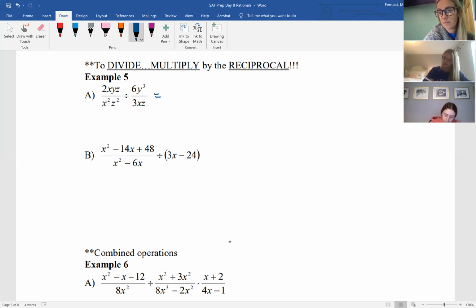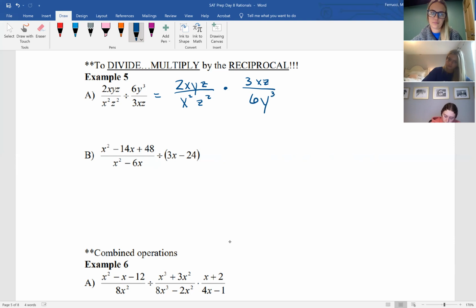So if you're dividing by any sort of fraction, you keep that first fraction, change the division sign to multiplication, and flip the second fraction.